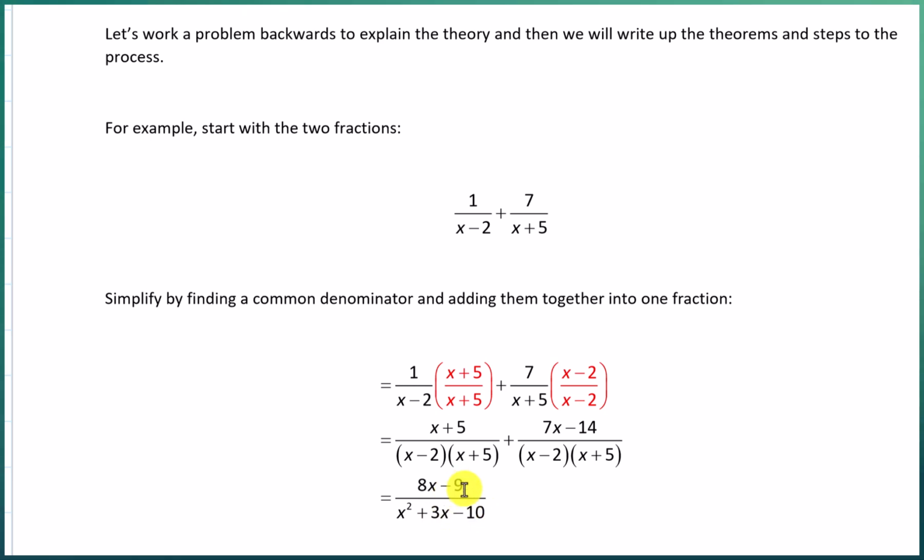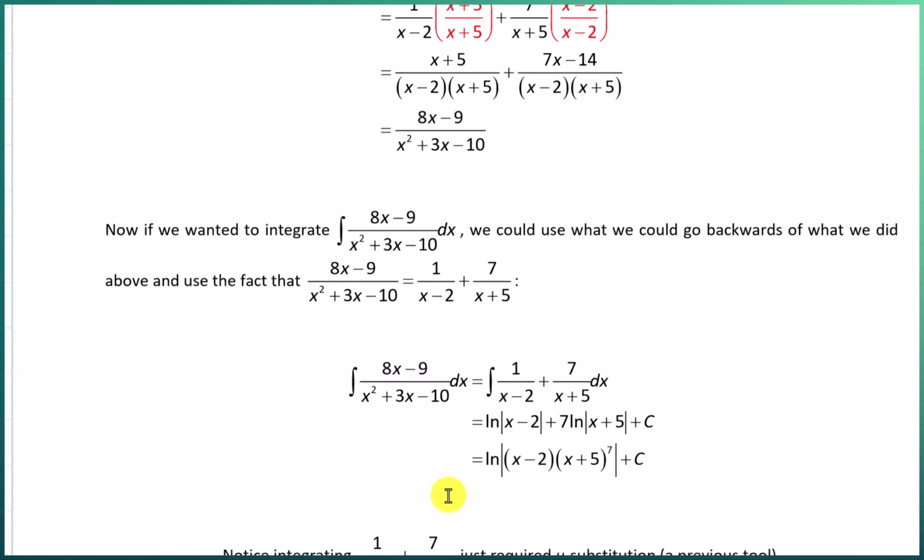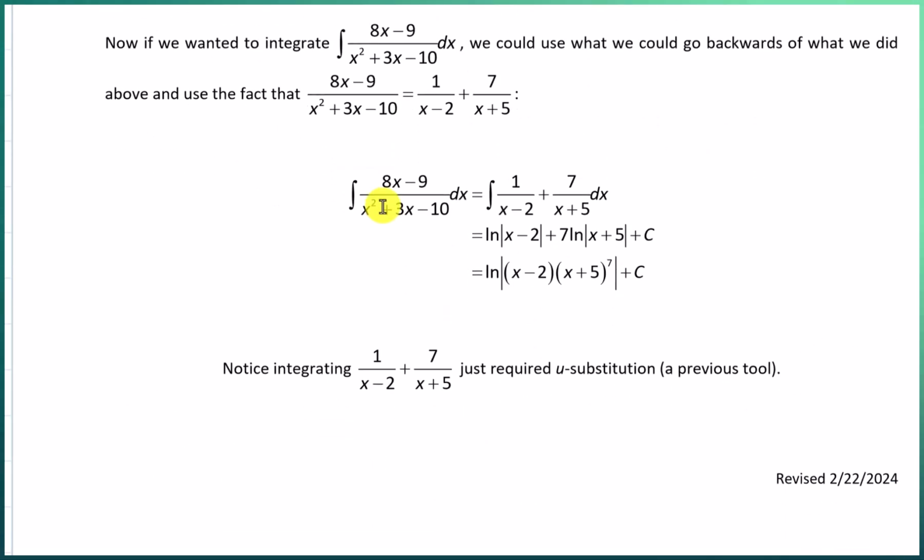Now, we're going to be going backwards. We're going to start with this one. We want to integrate 8x minus 9 over x squared plus 3x minus 10, and it is not in a form that we can integrate. But think about where it came from. Remember, it came from the sum of two partial fractions. If we can use some theory to work our way backwards to those partial fractions, which is what I did here, then we can integrate.